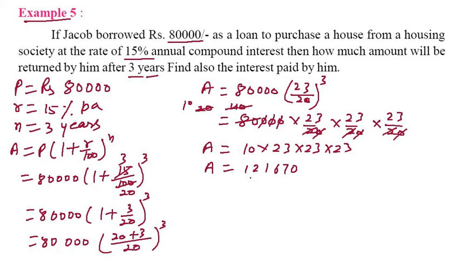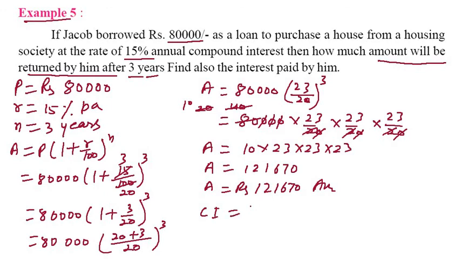So amount will be 1,21,670 rupees. So amount will be equal to rupees 121670. That is your answer. So that is the first one, the amount he will return after 3 years. Now find the interest. So that is the compound interest.